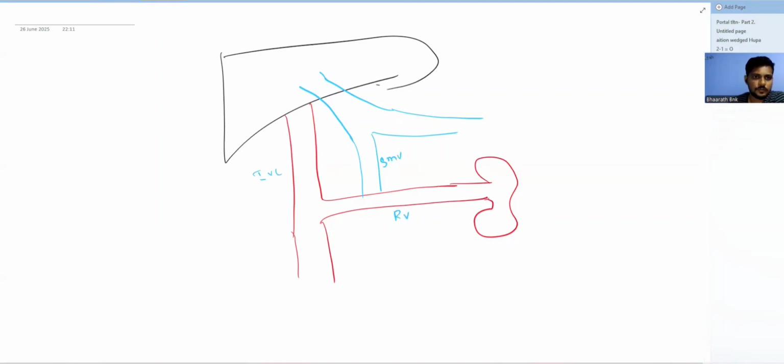Now, a side-to-side anastomosis was done between the superior mesenteric vein and the inferior vena cava. So that was called mesocaval shunting, or from the superior mesenteric vein into the renal vein. This was called mesorenal shunting, right? So either a mesocaval or a mesorenal shunting was done, which is again effective in decompressing the liver, right? A little more complex surgery was a splenorenal shunt.